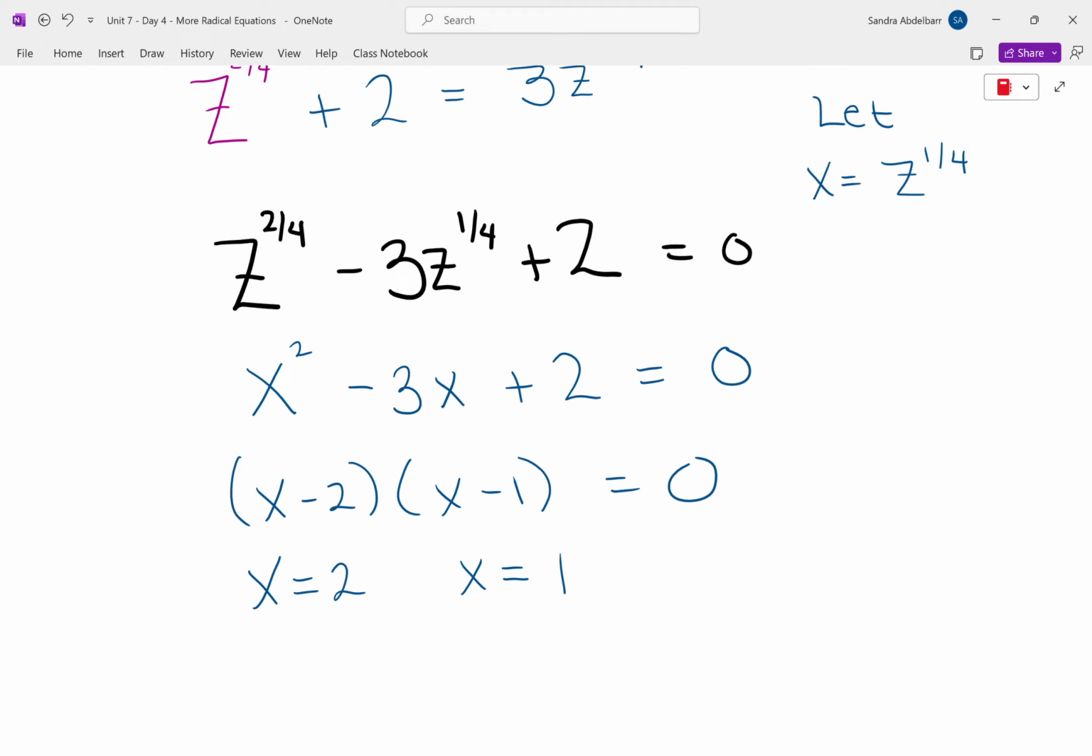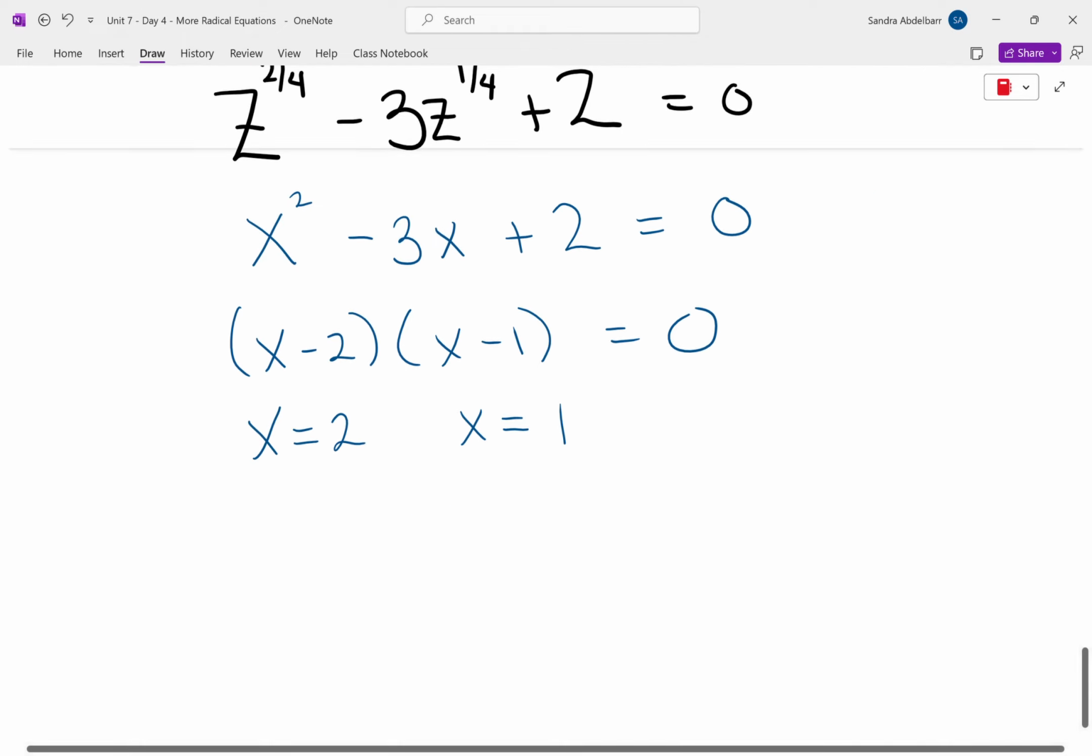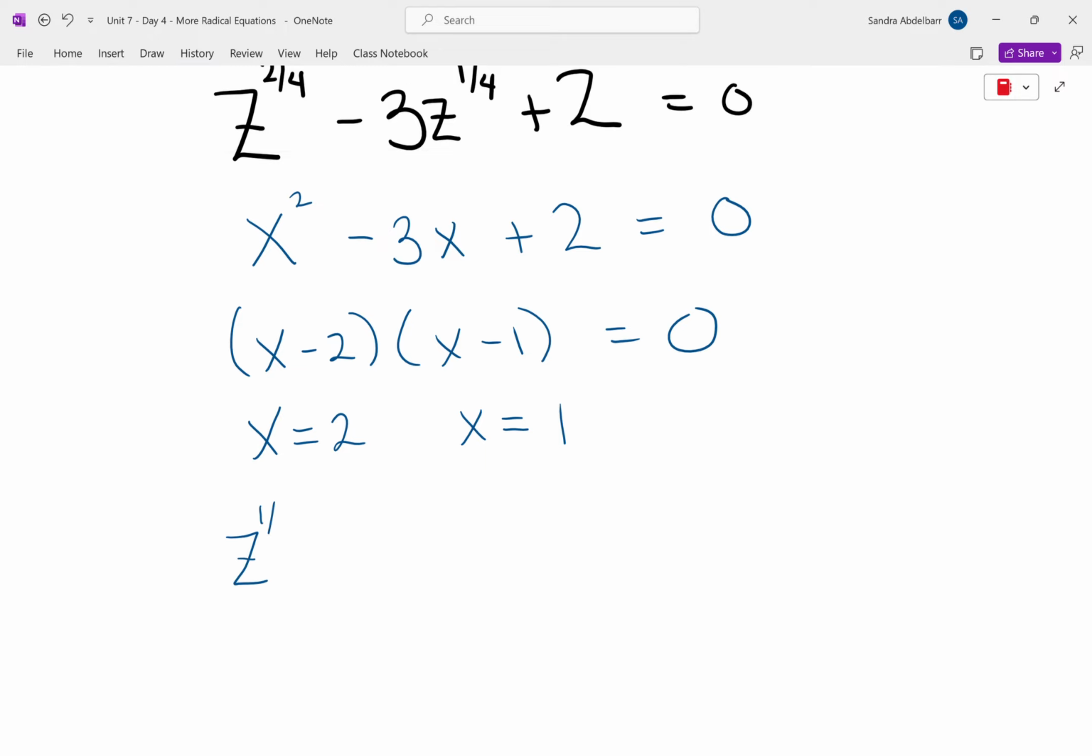Okay, but these are not our answers, right? What do we have to do now? We substituted, now substitute back. So x doesn't equal 2. What equals 2? Z to the 1/4 is equal to 2. And z to the 1/4 is equal to 1.